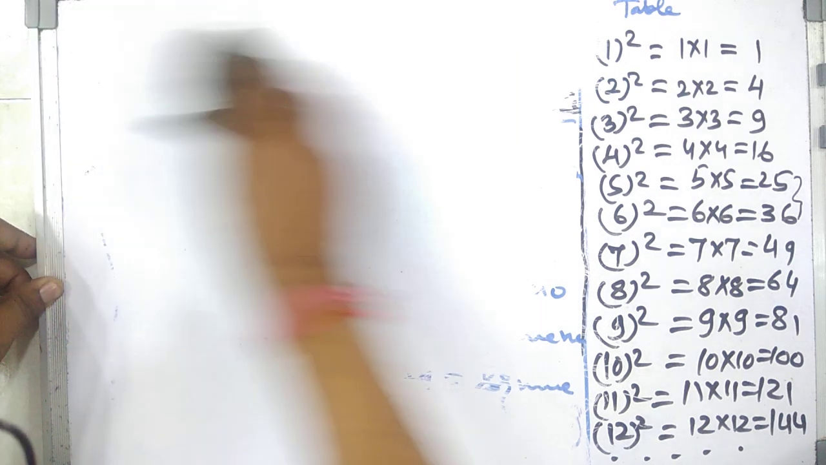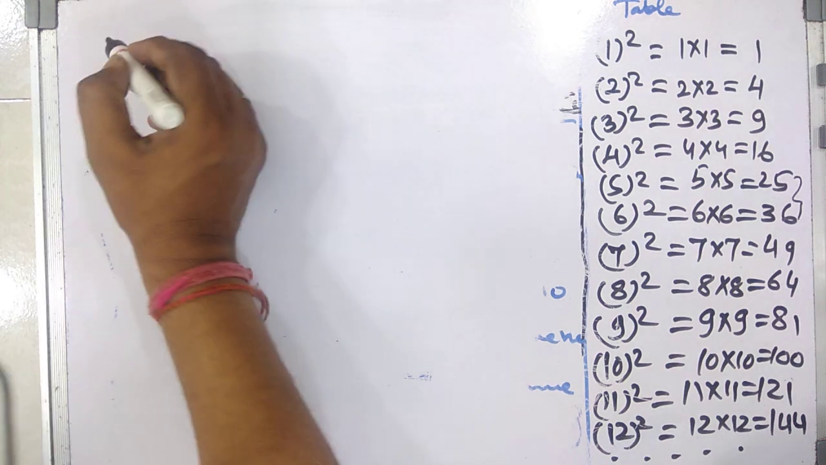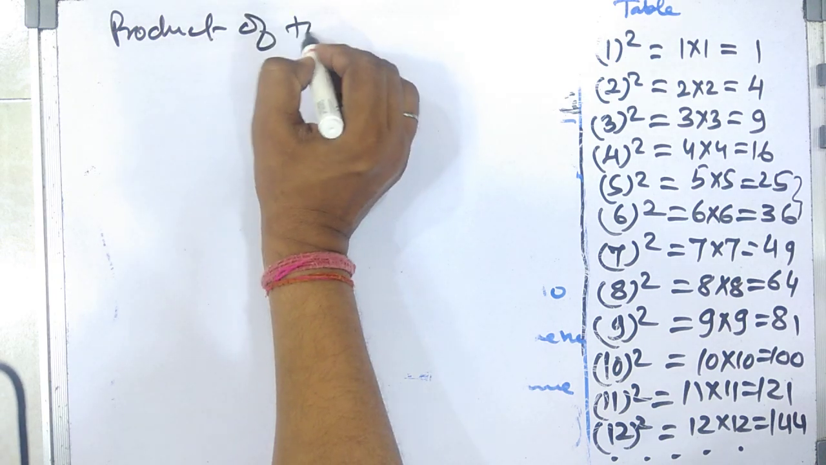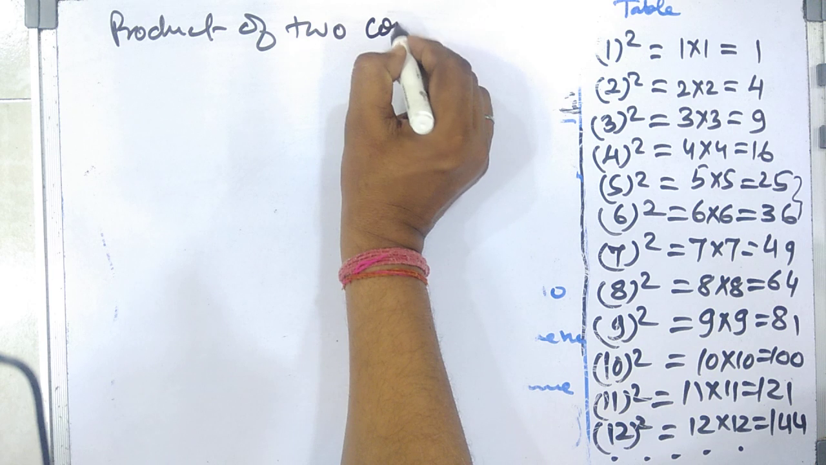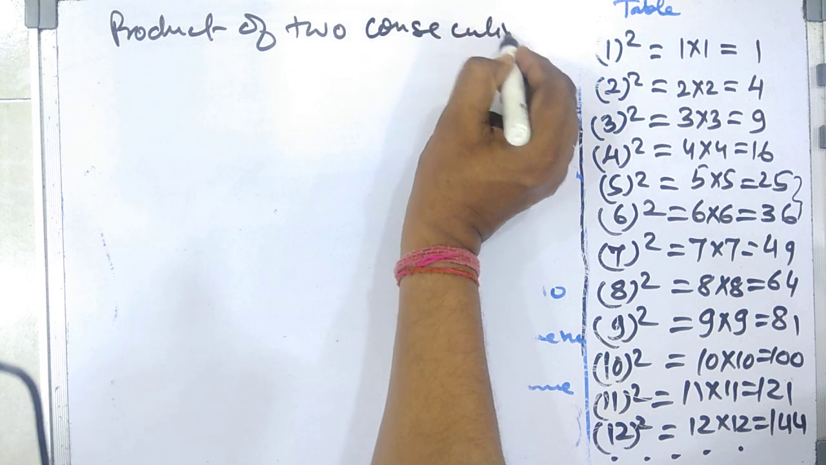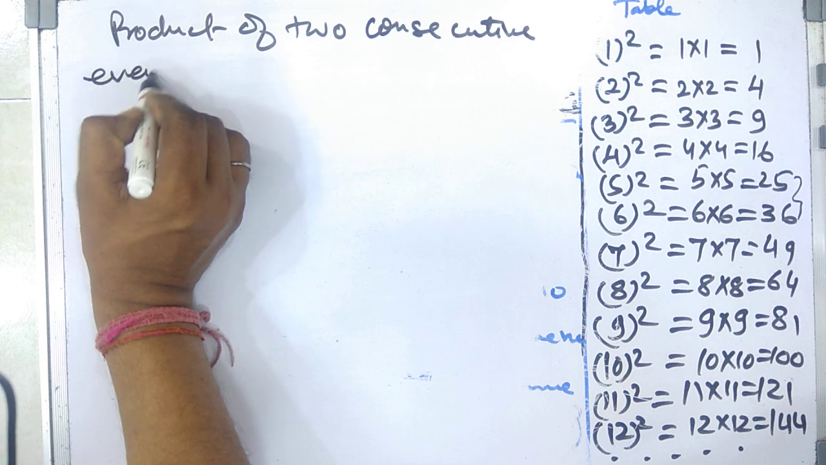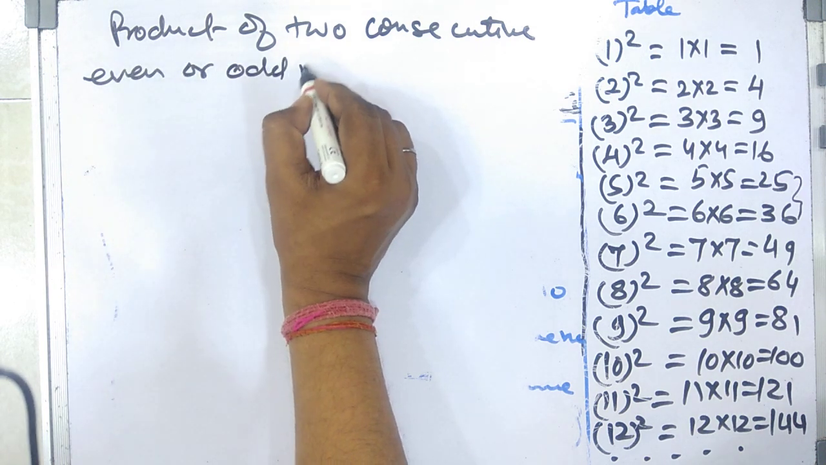So next, students, product of two consecutive even or odd natural numbers.